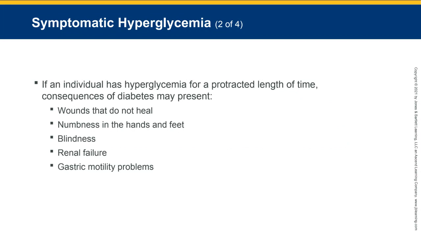Still on symptomatic hyperglycemia. If an individual has hyperglycemia for a protracted length of time, the consequences of diabetes may be present. So they might have issues with wounds healing. They may have numbness in the hands and feet. It can affect their vision. They can have kidney issues, renal failure, so they're at risk for that. They can have gastric motility problems.